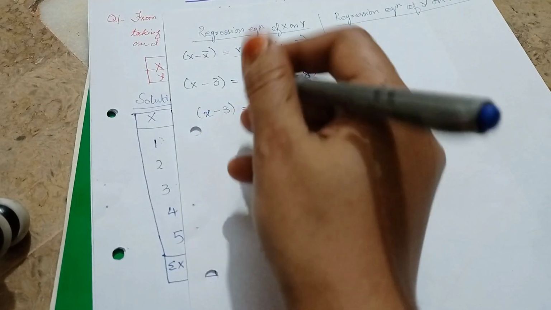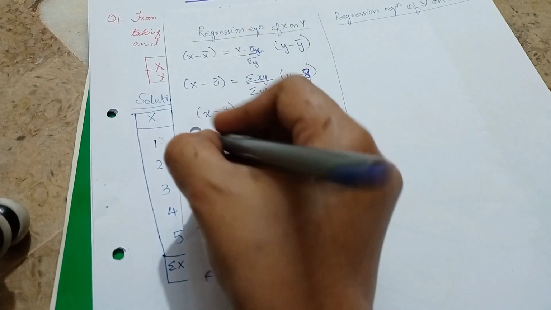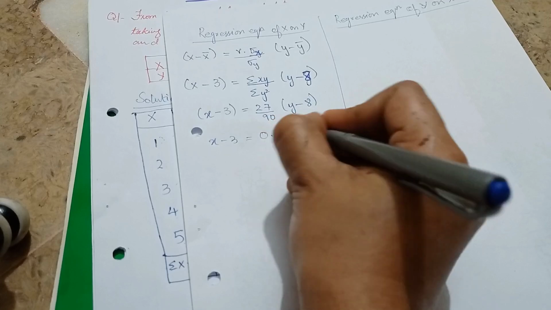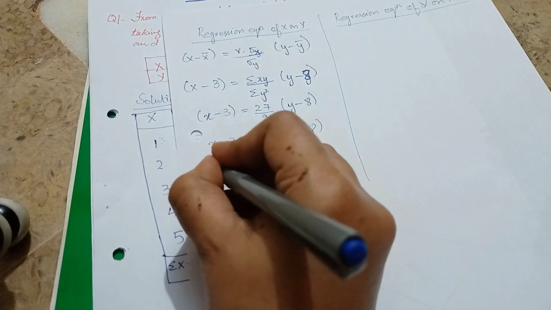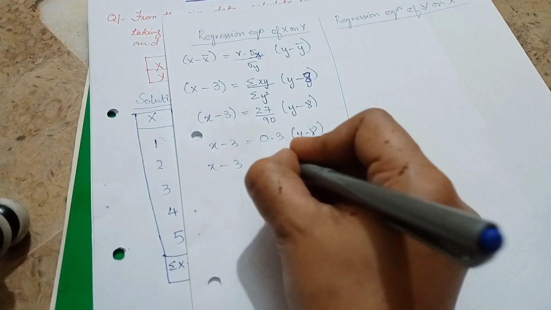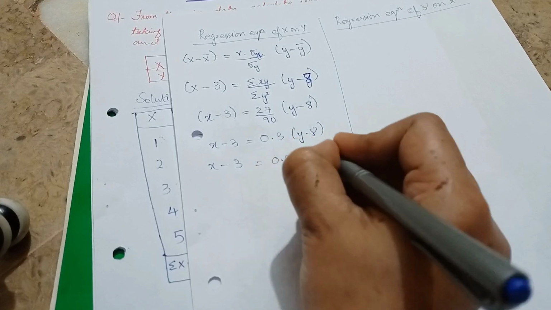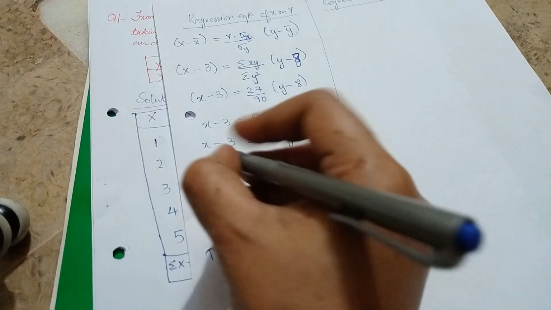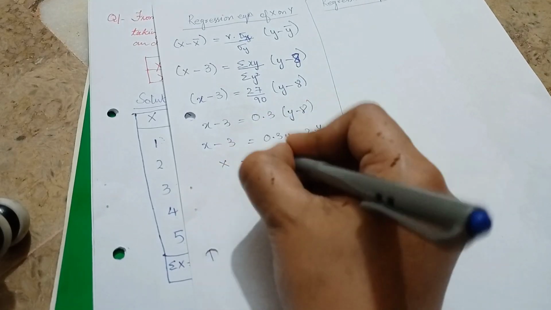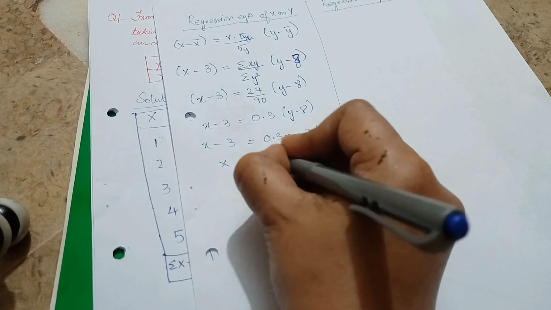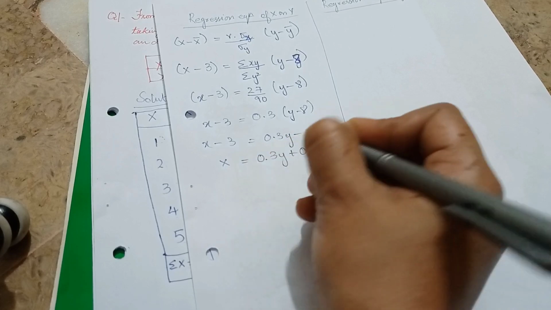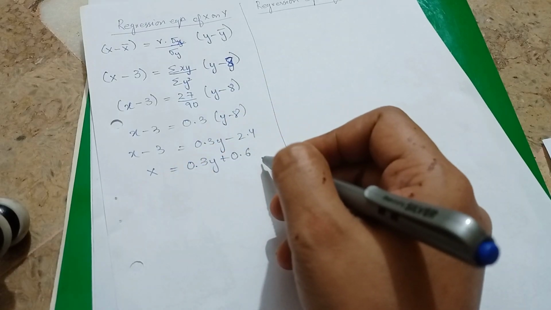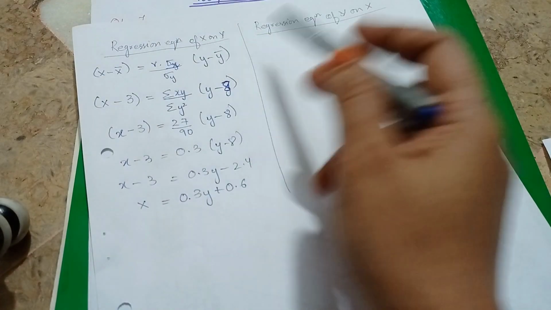Now we will arrange this and make the equation. x minus 3 is 0.3 y minus 2.4. You can find it from the calculator. I have already done it. X is equal to 0.3 y plus 0.6. This is our regression equation of x on y.